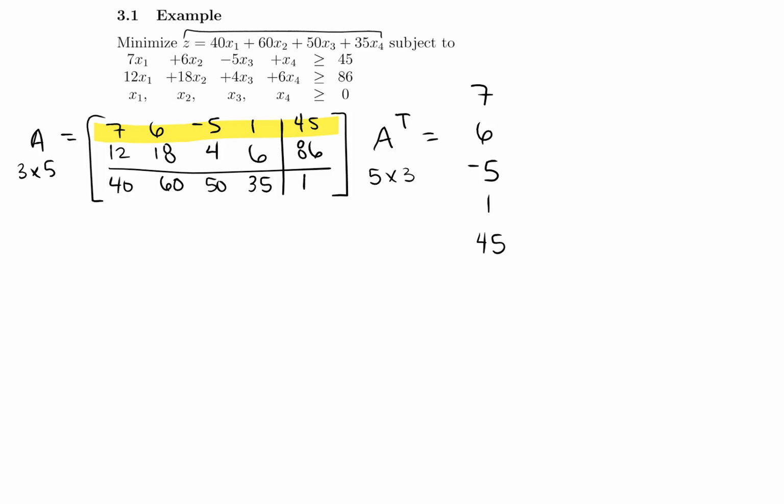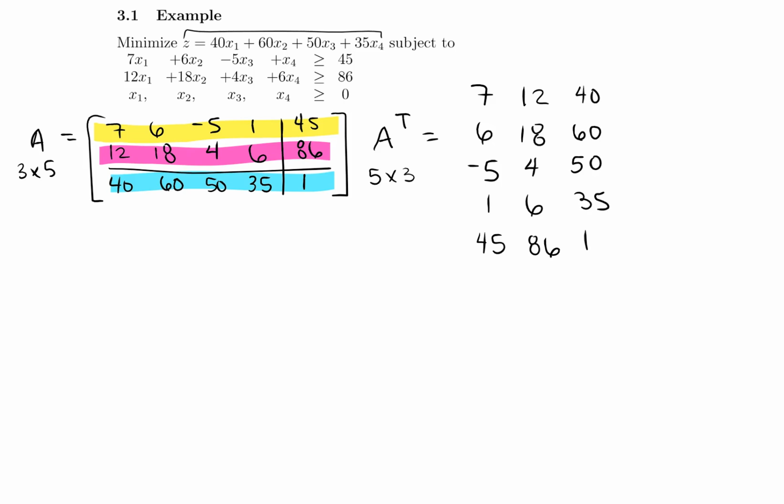Now we do the same thing with the second row. So row 2 becomes column 2. So we have 12, 18, 4, 6, 86. And last but not least, row 3 becomes column 3. So we have 40, 60, 50, 35, and 1. So here's our transpose matrix. The objective function now is given by 45 and 86, and we now have 4 constraints instead of 2 constraints like we did before. So now let's go ahead and write our dual problem.